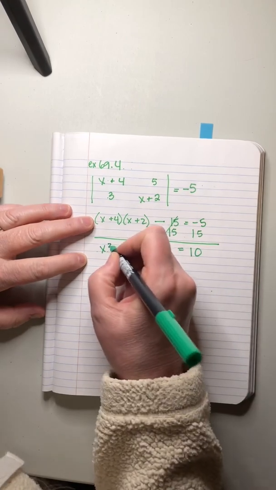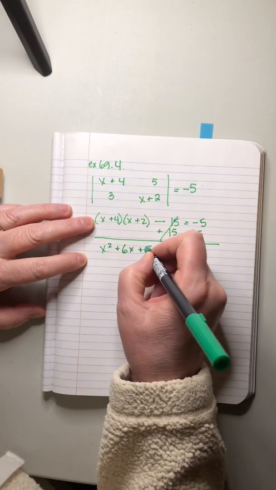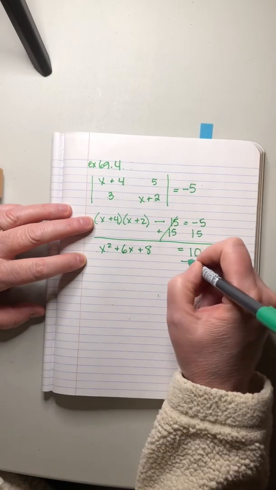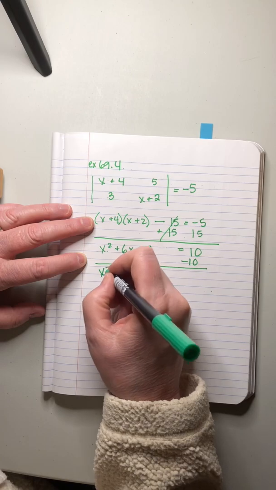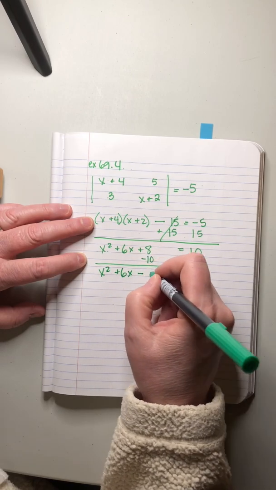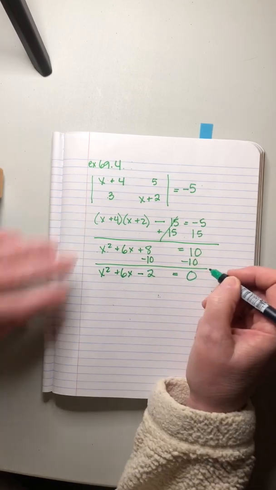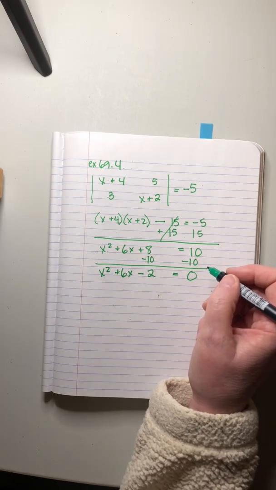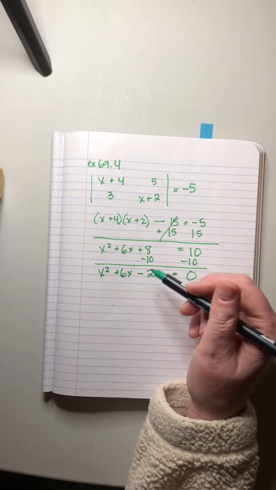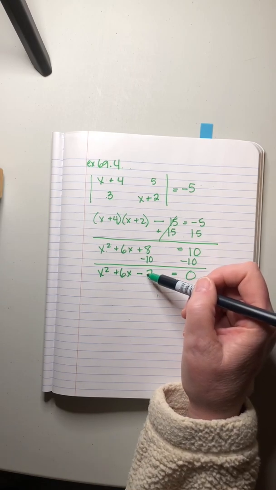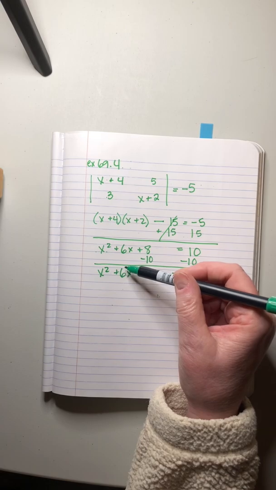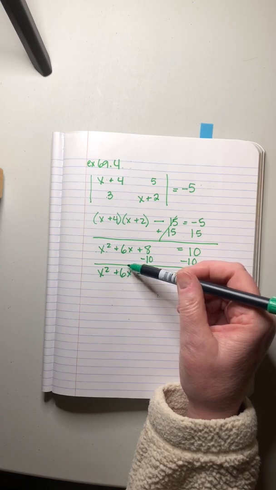It would be x squared plus 6x plus 8. Then we'll subtract the 10 to bring it back over. x squared plus 6x minus 2 equals 0. Okay, now we have to factor this. Well, I don't know about you, but I'm pretty sure I can't think of any two numbers that multiply to minus 2 and add to positive 6, which means we have to either complete the square or use the quadratic formula.